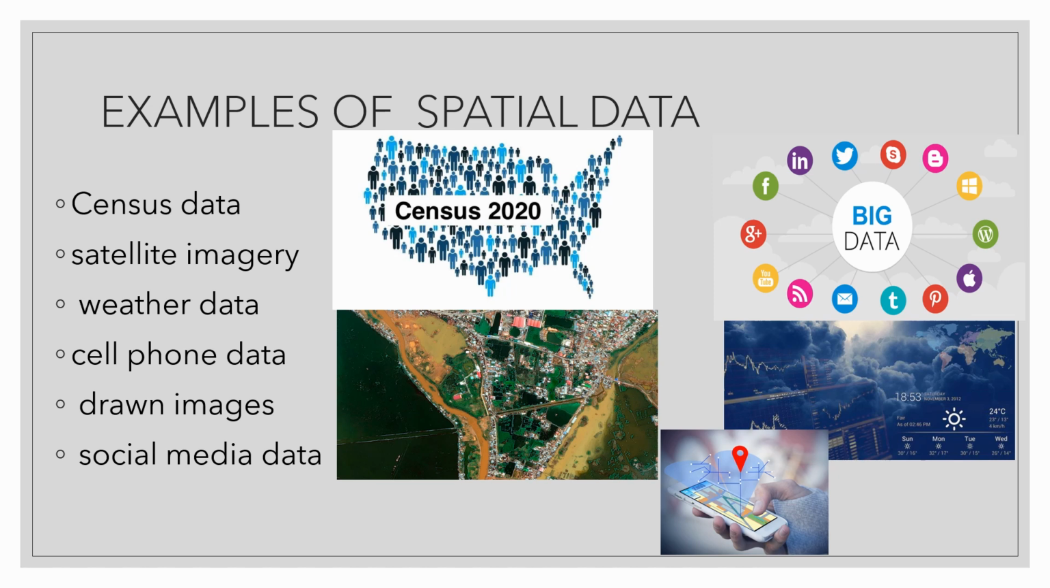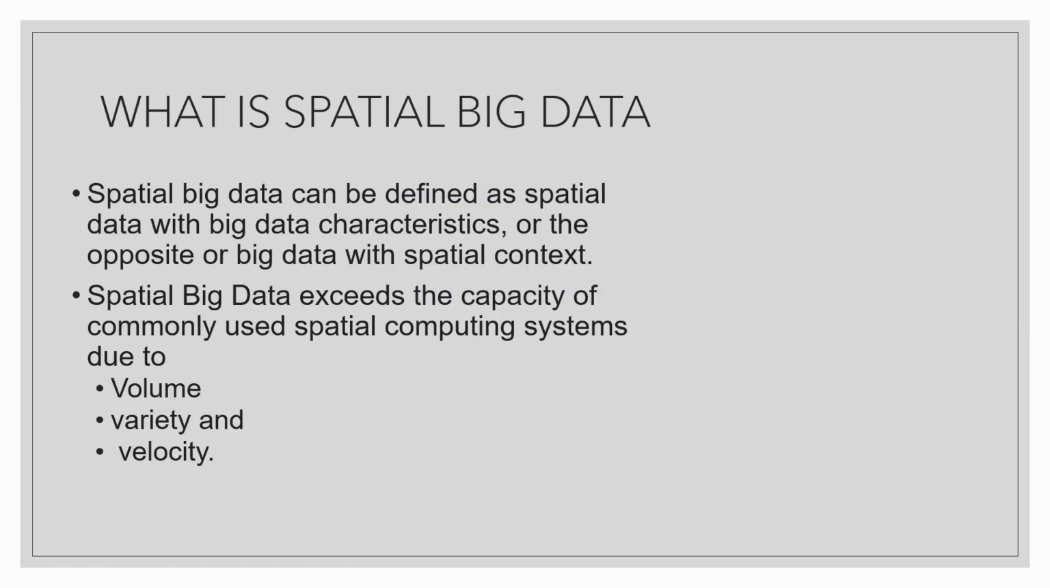Now let us discuss spatial big data. Spatial big data can be defined as spatial data with big data characteristics, or the opposite way around: big data with spatial context. Spatial big data exceeds the capacity of commonly used spatial computing systems due to volume, variety, and velocity.